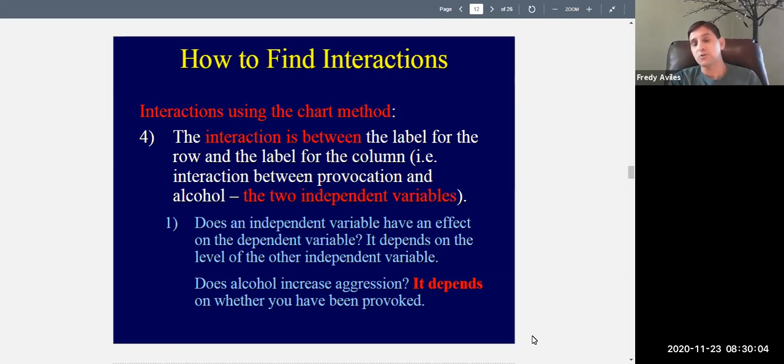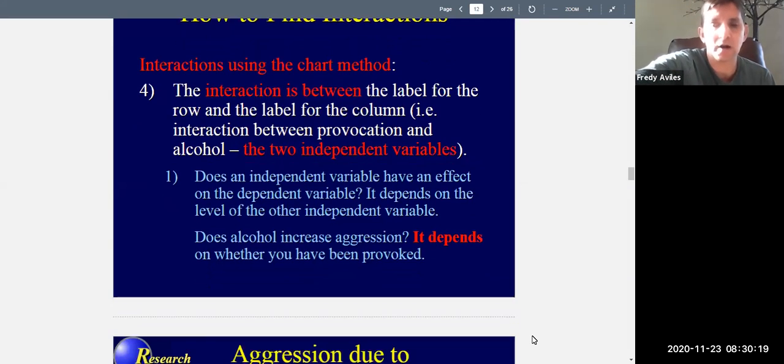Well, it depends on whether you've been provoked. I said that exact same thing already, except now I'm saying it for the chart method. You have to know how to read these graphs and these tables. Okay, don't worry, we're going to have other examples, but a little bit more complicated ones.